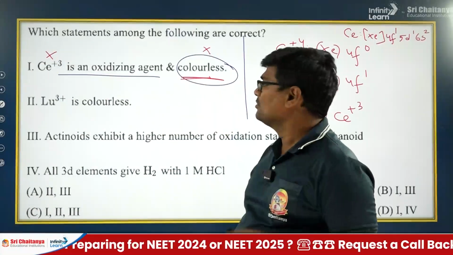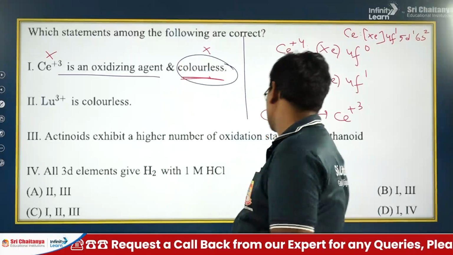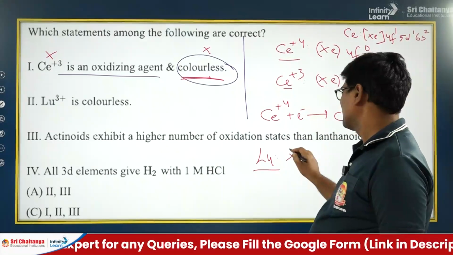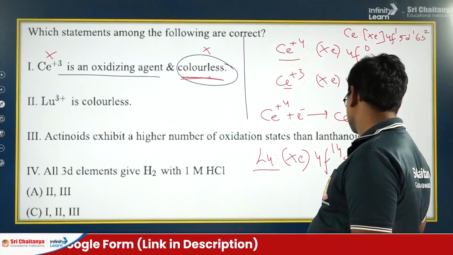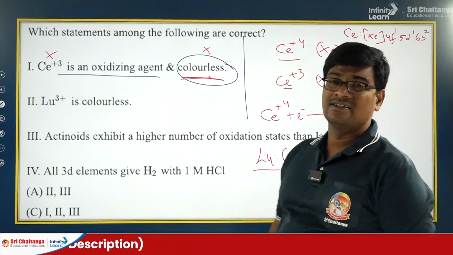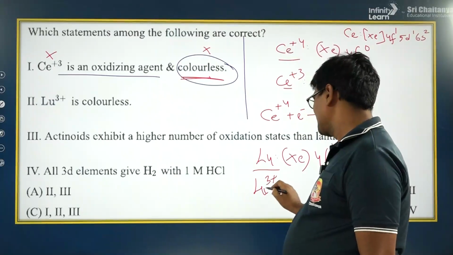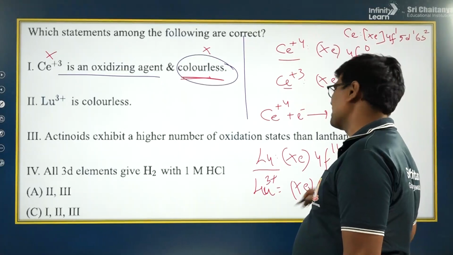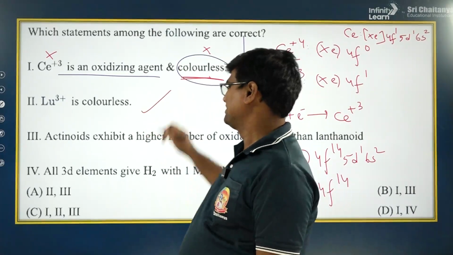The next one is lutetium 3+ is colorless. What is the lutetium electronic configuration? So this seems the right statement. 4f14 5d1 6s2. This is the last lanthanide. Here lutetium 3+, if you go for it, has xenon 4f14. It does not have any unpaired electron. It is colorless. So option 2 is right.